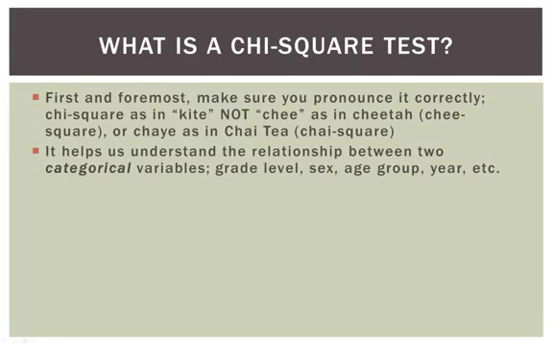Okay, now what does it do? It helps us understand the relationship between two categorical variables, and that's very important. They have to be categorical variables. So what do I mean by that? Well, grade level, that's one example in this case. So we have freshman, sophomore, junior, senior, and then special or unclassified.